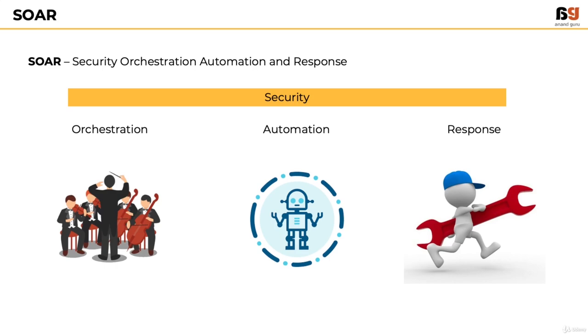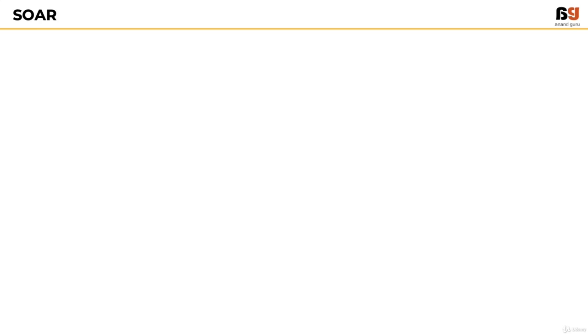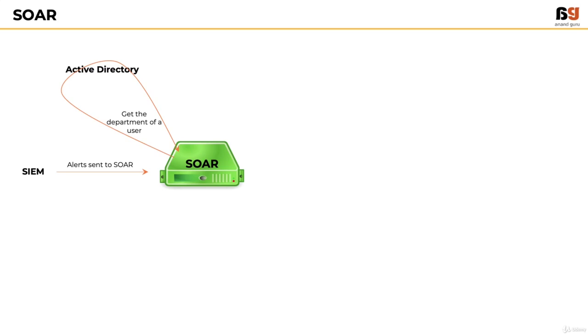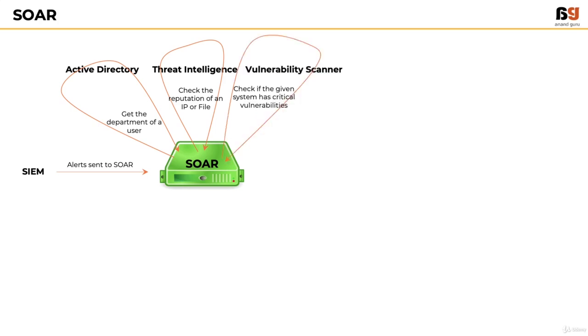Let's dive in a little bit to understand how this works. SIEM sends alerts to SOAR. SOAR does all the analysis, including data enrichment like contacting the Active Directory and getting the department or the manager details of a user. It can connect to multiple threat intelligence sources to check the reputation of an IP address or a file. SOAR can also connect with a vulnerability scanner to check if a given machine has any vulnerabilities.